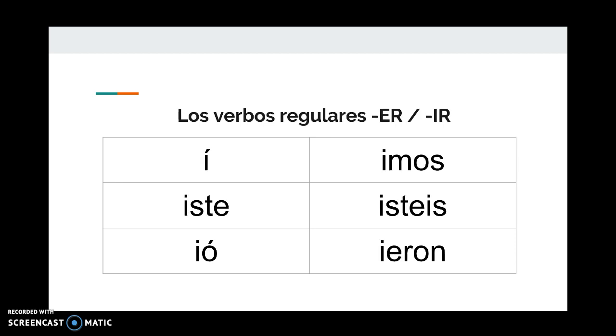Moving on to los verbos regulares ER and IR. The endings you need to know are I, iste, yo, imos, istes, and ieron. Once again, you need to make sure that you have the accents over the appropriate letters, and be especially careful in the usted form to put the accent mark over the letter O of yo.